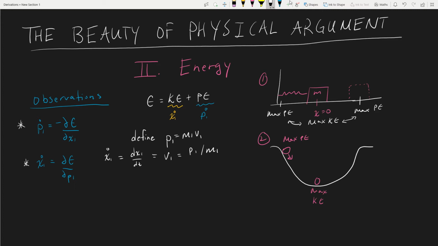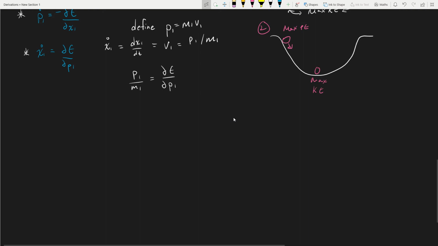Let's plug it in. x1 dot, I'm telling you, is equal to P1 over M1, and that is equal to the partial derivative of epsilon with respect to momentum. So if we integrate this, this is a little quick lesson in integration. If I bring the dp up and let's change our partial differentials to total differentials, dp1, okay? You get 1 over m, p1 dp1, and then d epsilon. Now, if we change these partial differentials to total differentials, really all I'm telling you is about the kinetic energy.